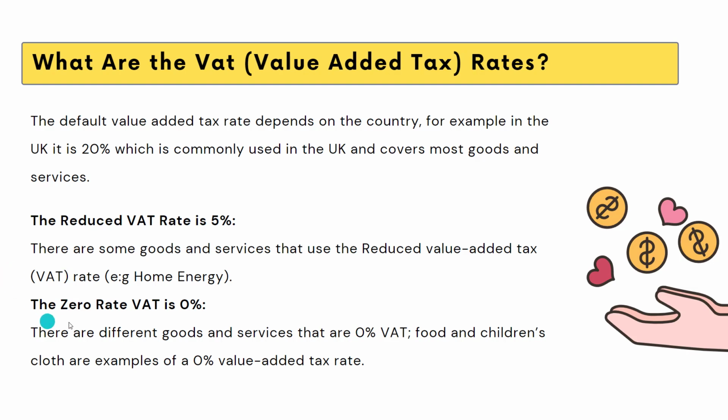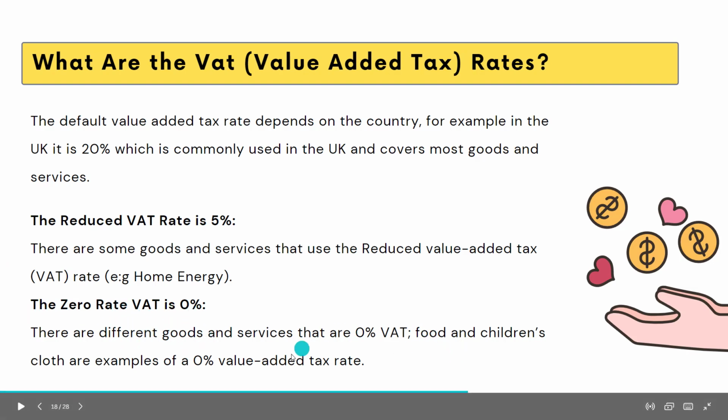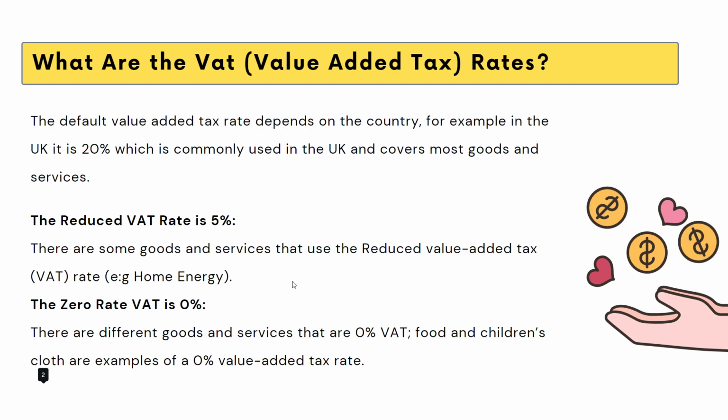And here we also have the zero rate VAT. We have this zero rate VAT when you're buying food. These are the best examples for these value added tax rates. So in the UK, 20% is the VAT rate, the reduced VAT rate is 5%, and here we have 0%, the zero VAT rate. The thing is, we can add VAT and we can also remove VAT. Let me tell you how we can do this.